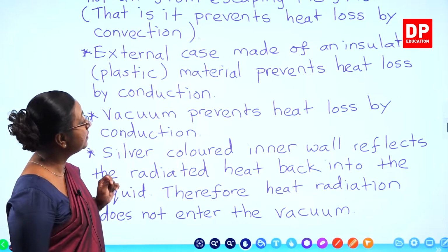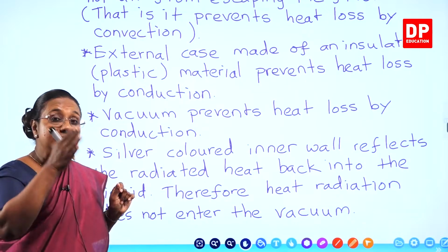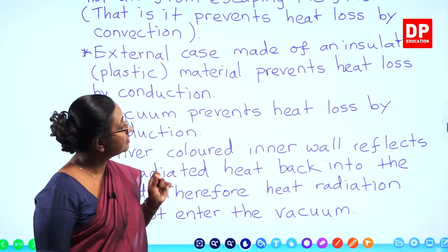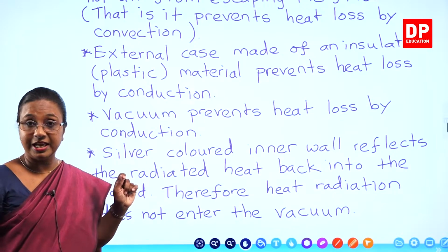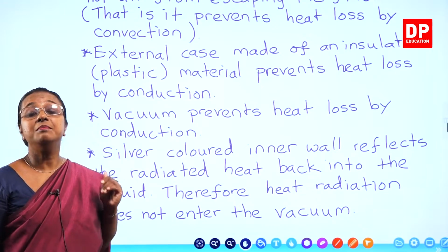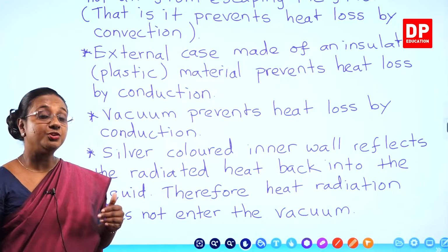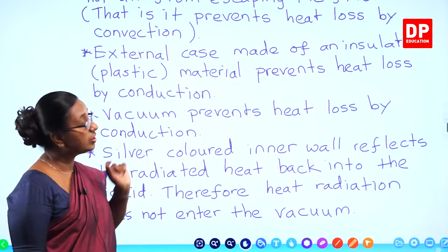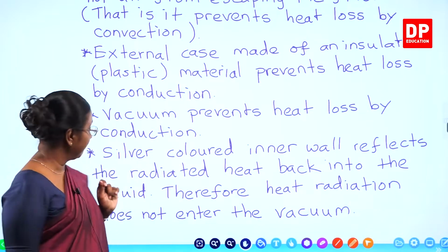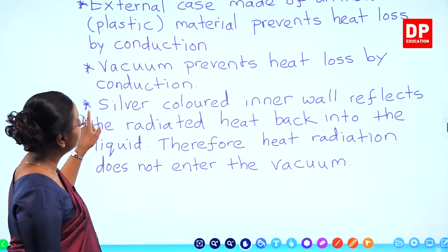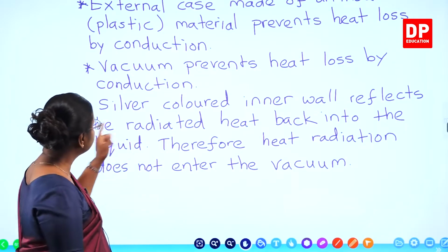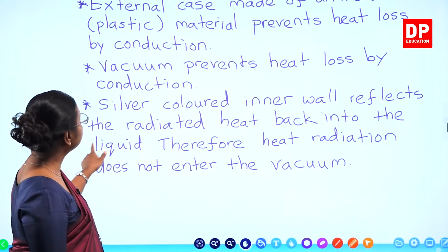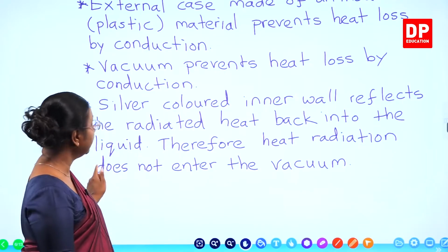Then the vacuum that is present there between the silver color inner wall and the outer casing, that prevents heat loss by conduction again, because conduction needs a medium. For conduction to take place, there should be a solid medium. There is no medium there, so the conduction of heat is prevented. But then, through vacuum, radiation can occur. That is prevented by the silver-colored inner wall that reflects the radiated heat back into the liquid.